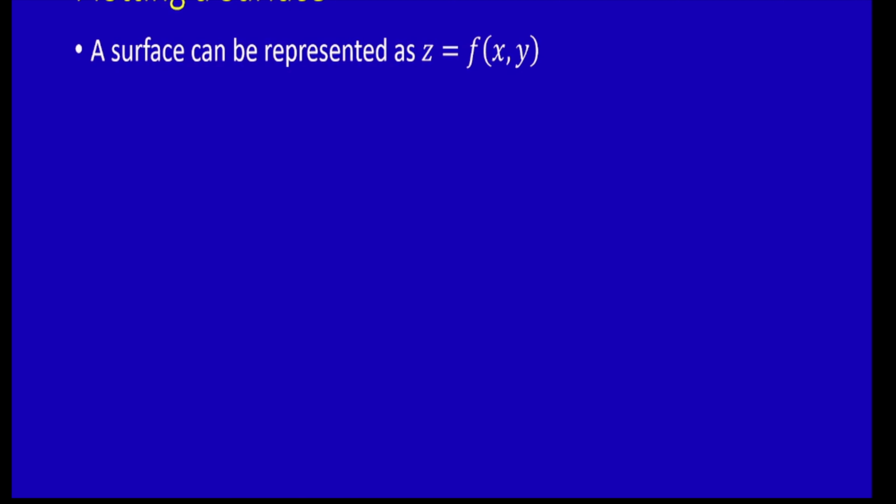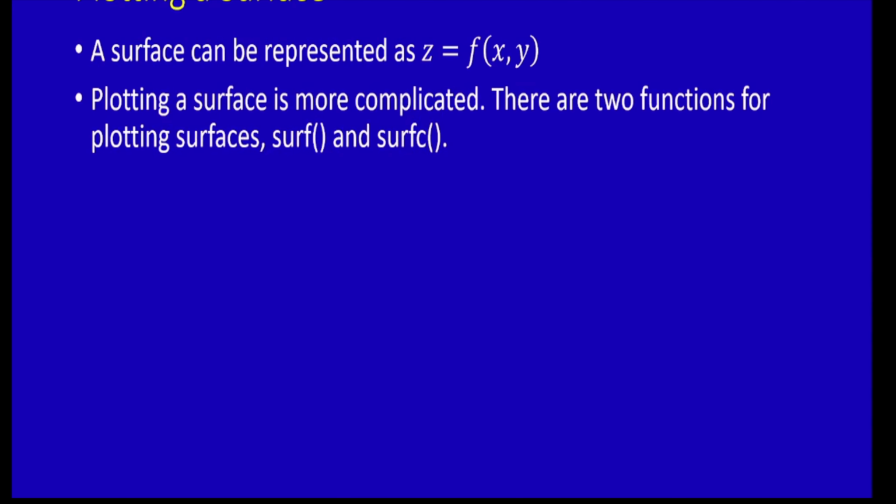Okay, now we're going to talk about how to plot a surface. It's a little bit more complicated than plotting a line. A surface is something that can be represented by some variable z equals f of x, y. There are two functions for plotting surfaces, surf and surfc. The difference is surfc plots things in color.